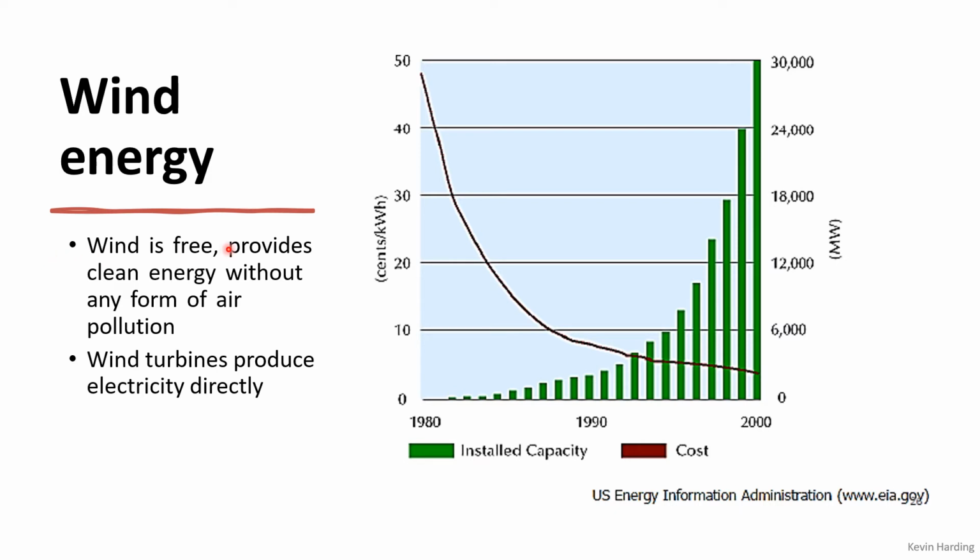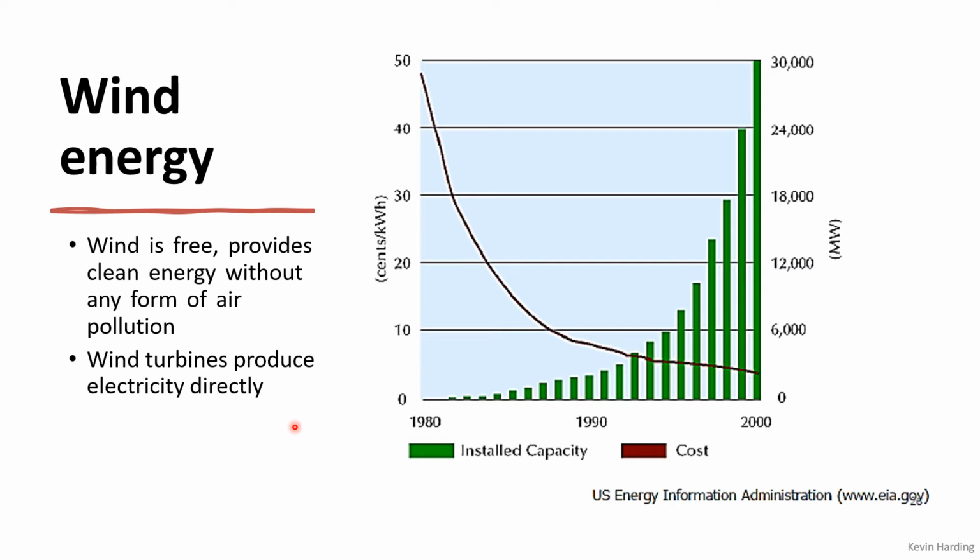Wind is free, it provides clean energy, and there's no air pollution. In the same way that we have hydropower, where water is turning a turbine, in this instance we just have air that is turning the turbine. And they're also going to produce electricity directly. So turning the turbines is going to generate electricity.